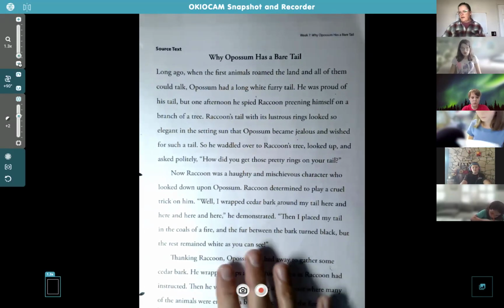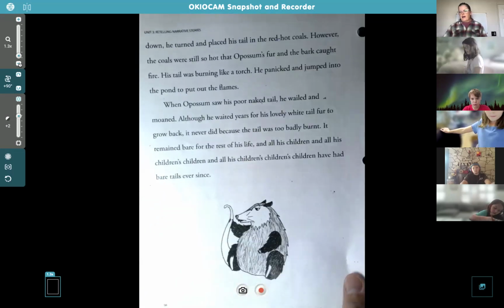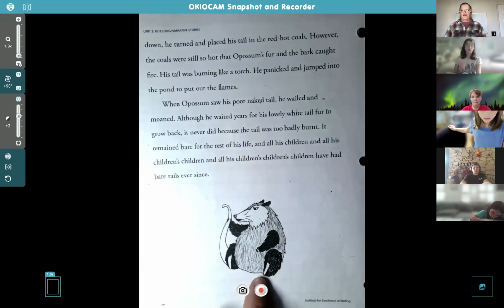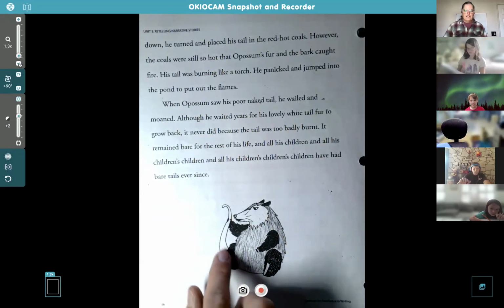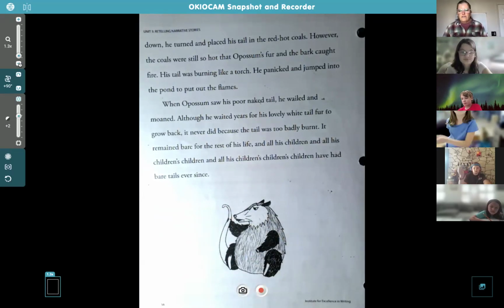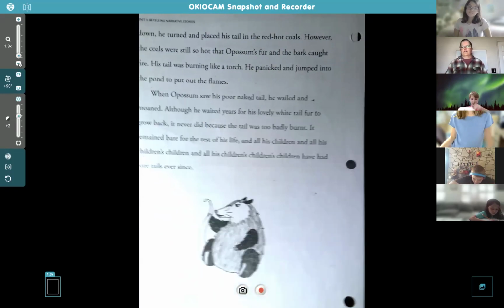Do you guys know what an opossum is, by the way? If you turn this over to the back, here's a cartoon version of it. It's like an oversized rat. They're kind of cute. They have a really long naked tail, though. That's how they look, kind of. This is a cartoon version of that.